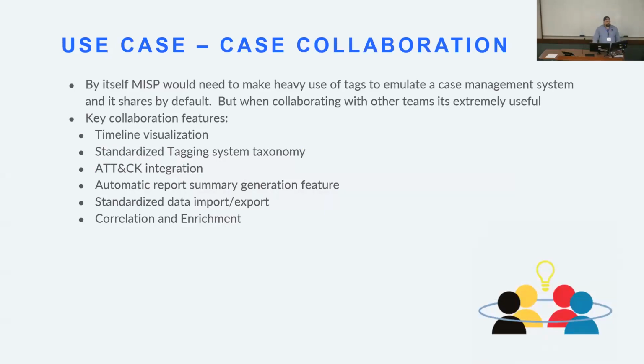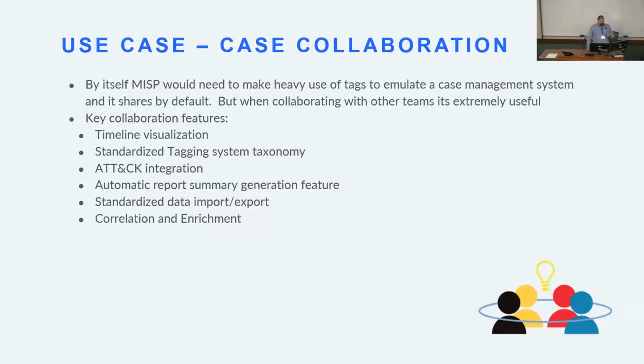Collaboration by itself, MISP would need to make heavy use of tags to emulate a case management system, and it shares by default. But when you're collaborating with people, it has a lot of features that make collaboration very useful. Timelines. So that's when we're making reporting. That's one of the key things that people really like, is a timeline. So it gives you kind of a scope.